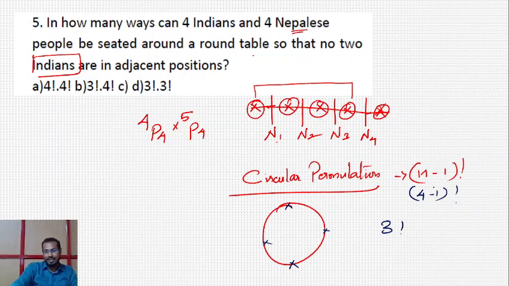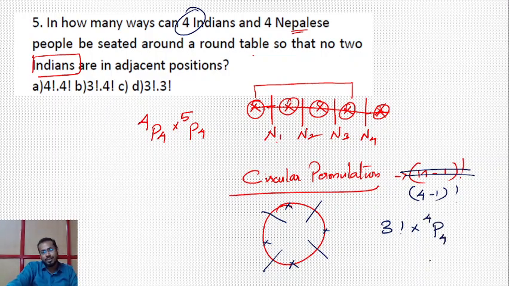Now, listen. After this, don't go for this formula. Now I'm going to look at how many alternate places are there. There are 4 alternate places, right? So 1, 2, 3, 4 Nepalis are placed and 4 alternate places are there. In these 4 alternate places, I got 4 Indians. So they can select whatever chair they want. So 4 Indians and 4 chairs are there. So 4 factorial. 3 factorial into 4 factorial is the answer.